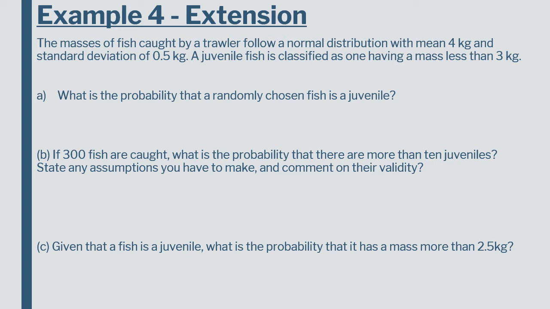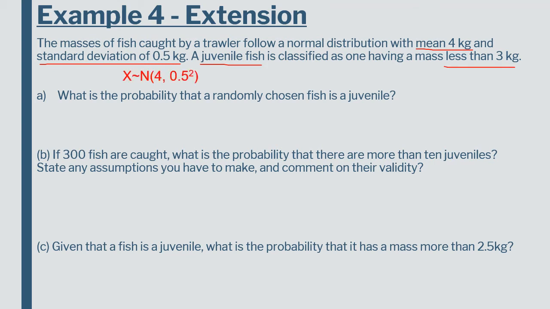Okay, so reading through it, we have a mean. Fish caught by a trawler are going to have an average weight of 4 kilograms. It's going to have a standard deviation of 0.5 kilograms. And it's called a juvenile if it's less than 3 kilograms.